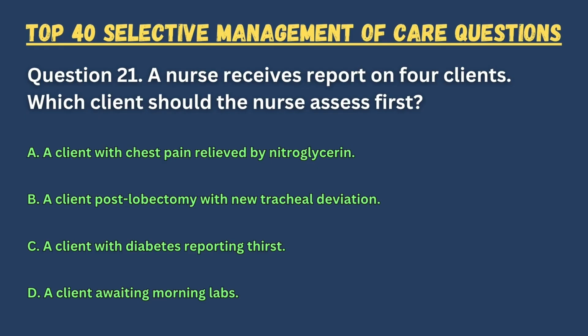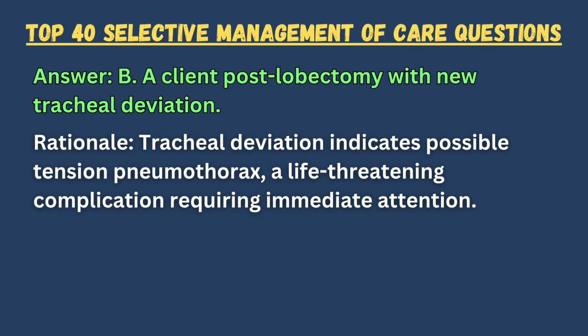A client with diabetes reporting thirst. D. A client awaiting morning labs. Answer: B. A client post-lobectomy with new tracheal deviation. Rationale: Tracheal deviation indicates possible tension pneumothorax, a life-threatening complication requiring immediate attention.